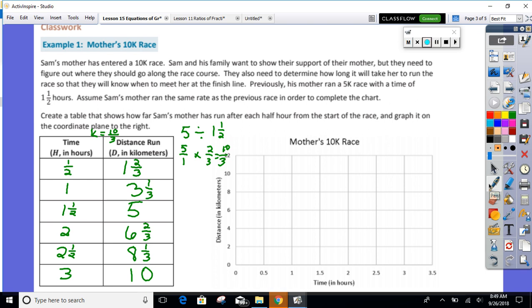Okay, any questions about how we filled in the table? I know some of you were thinking things like, one pair I talked to said that they got this 1 and 2/3 by dividing this by 3, because 1/2 times 3 was 1.5, so they just divided 5 by 3 to get 1 and 2/3.